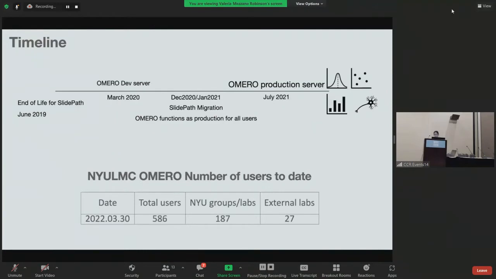And to date, this is just from today, we have 586 users. These comprise 187 labs within NYU School of Medicine, and 27 what we call external labs. External labs can be labs who are doing research with experimental pathology. That could be Columbia, Mount Sinai, it could be anywhere. Or the dental school from NYU is also considered kind of an external lab in MCIT terms.